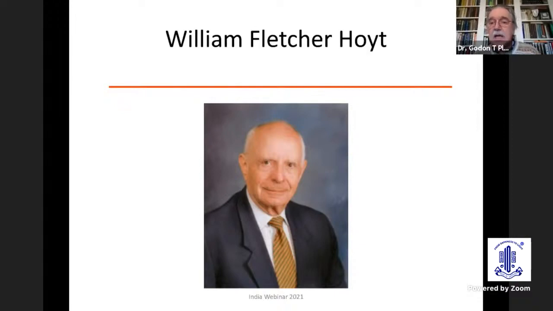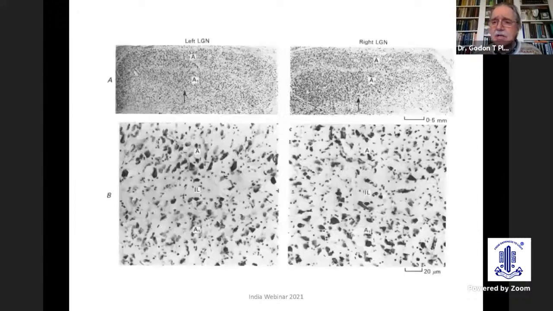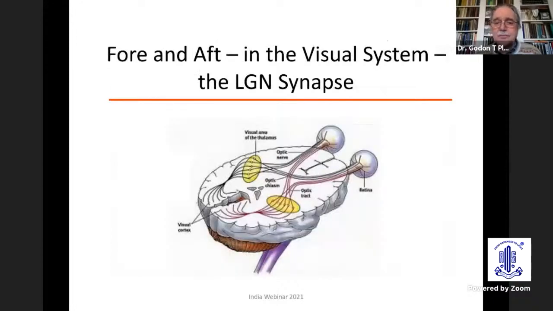Thank you. When I was a medical student, I did some studies with Hisako Ikeda on kittens reared with convergent squint, actually a paralytic squint. She used to remove the lateral rectus muscle to produce this. And we showed that there were changes in the lateral geniculate nucleus in these kittens with paralytic strabismus. Before then, it had only been shown due to occlusion.